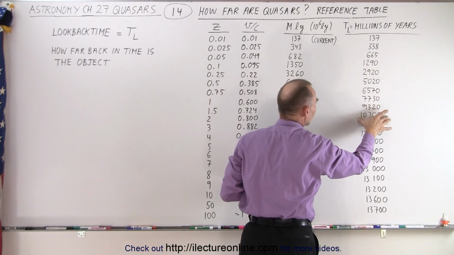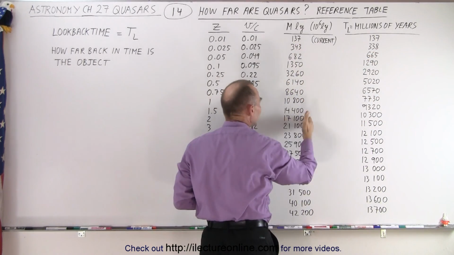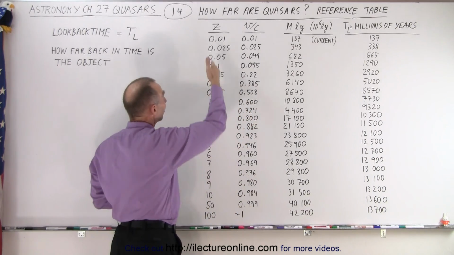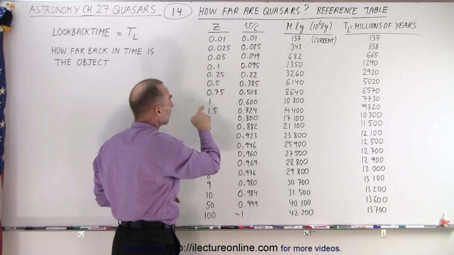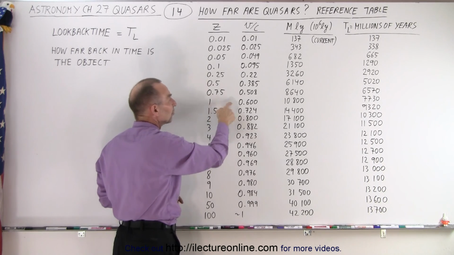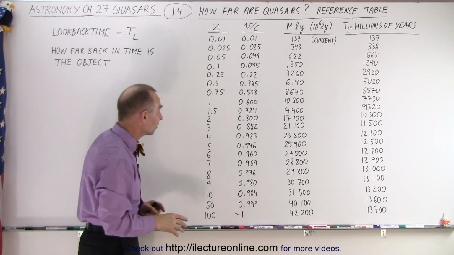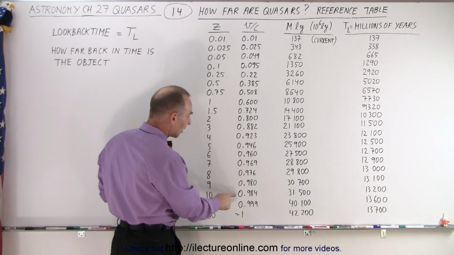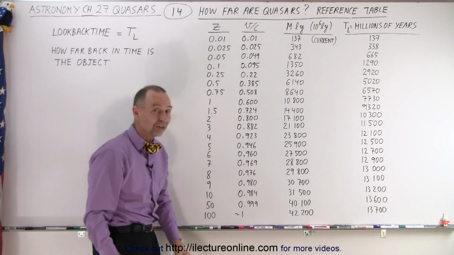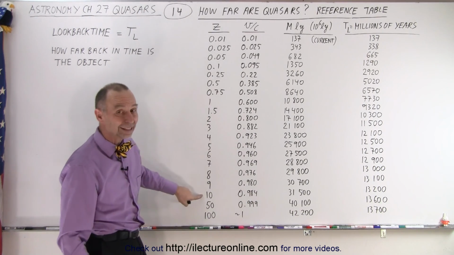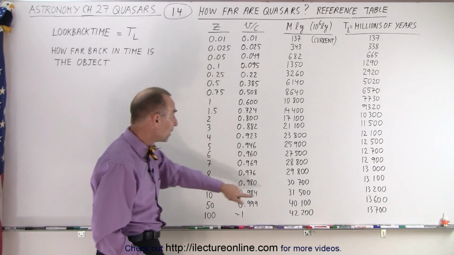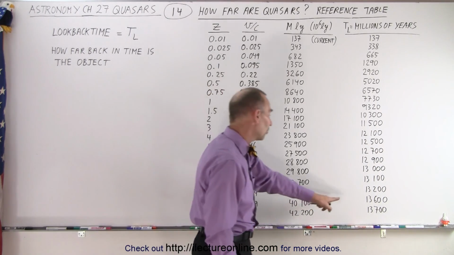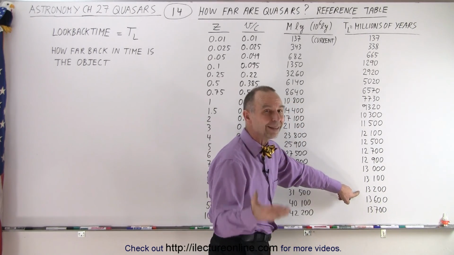Where the object was when the light left and where the object is today is going to be a very big difference. And then you can see as z becomes larger and larger, by the time z is equal to 1, the object is moving at 60% the speed of light. By the time the object has a z of 10, then it is moving at 98.4% the speed of light. And any object that has a z of 10 would now be 31.5 billion light years away. And it was about 13.2 billion light years away at the time that the light left us.